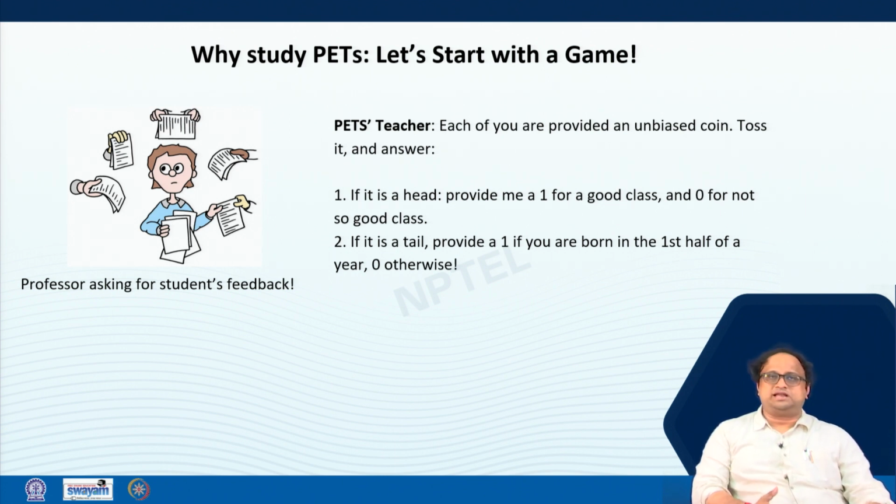So as you can understand, if I just see a 1 or a 0, I do not have a mechanism of understanding whether you responded to the question of whether my class was good or bad, because your coin toss may have resulted in a tail, and you can provide a response which is completely unrelated to the question. So your privacy is better protected in this manner rather than me bluntly seeing your response.